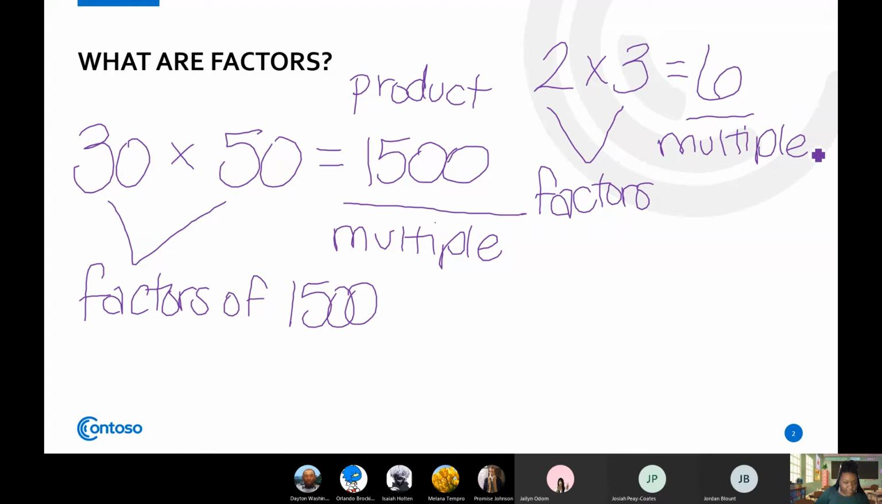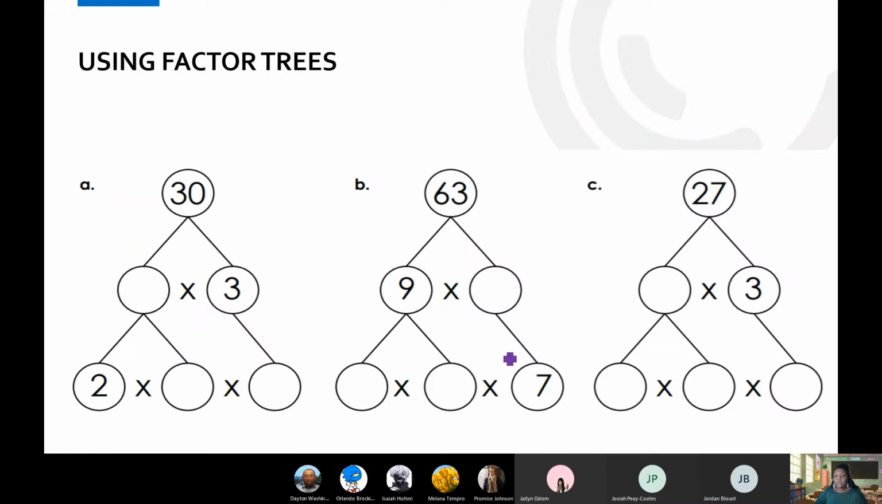Okay, so let's go on here. So we're going to write down in our notes. Let's get right into the nitty-gritty. We're going to be able to factor, or find the factors of a multiple, using something called factor trees. And they even look like trees, but instead of leaves, they have numbers. So go ahead and write down our first example, A.